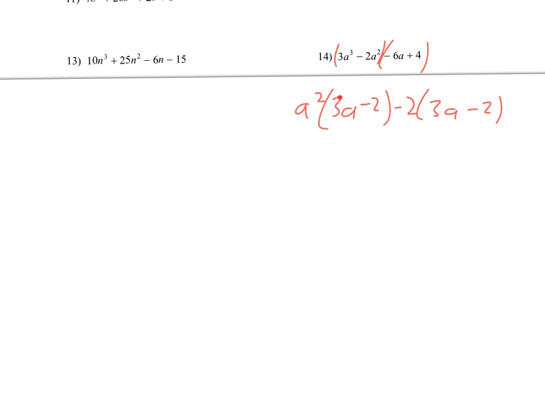So you can check this. A squared times 3a is 3a to the third. A squared times negative 2 is negative 2a squared. Negative 2 times 3 is negative 6a, and that gives you positive 4.